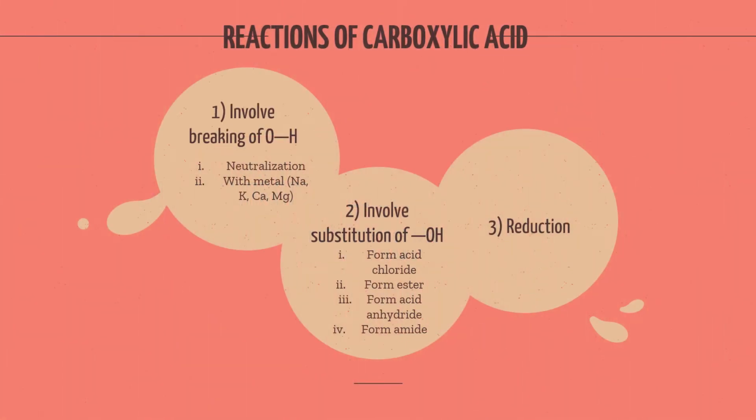In the chemical properties or reactions of carboxylic acid, you are going to learn these three major reactions. The first one is involving breaking of O and H. Okay, kita pecahkan antara O and H. So the reactions are neutralization and reactions with metal, sodium, potassium, calcium and magnesium.